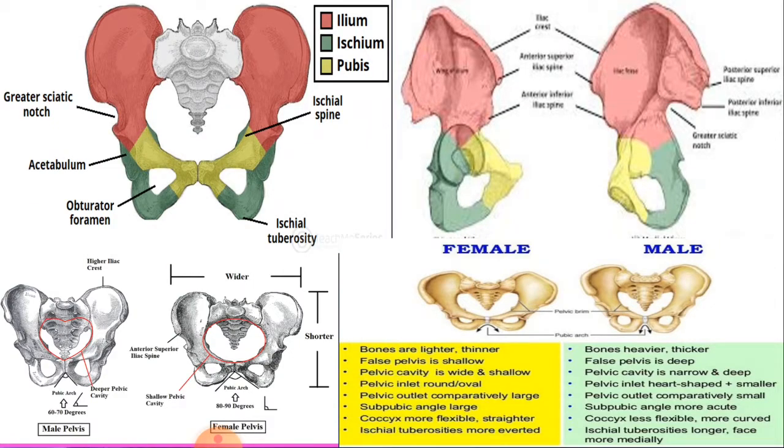So, basically, the pelvic girdle is formed from the two innominate bones. Innominate bones are also called the hip bones, and when I'm talking about the two innominate bones, that means a left-sided hip bone and a right-sided hip bone. They both will join and form the pelvic girdle.